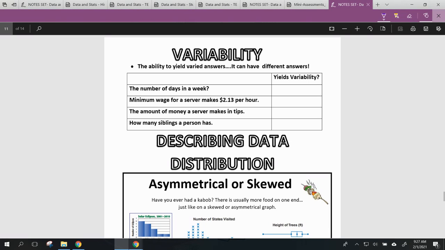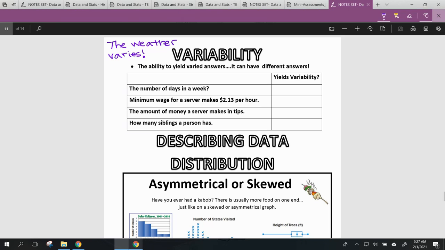So let's think about it, right? Variability. Where have we heard words similar to variability before? We live in Texas. You guys, the weather varies a lot. I'm going to write that down. The weather varies. That means the weather can be different.